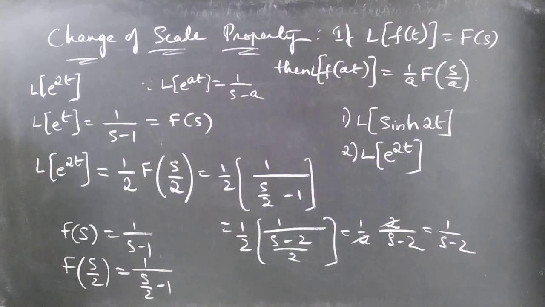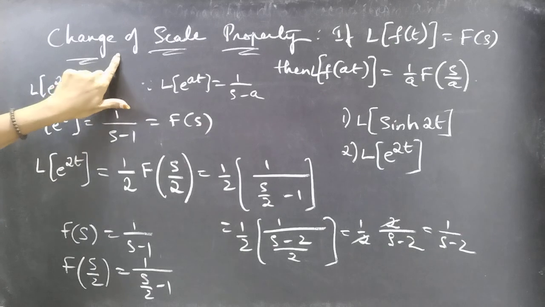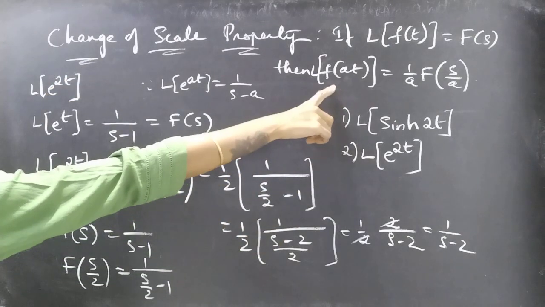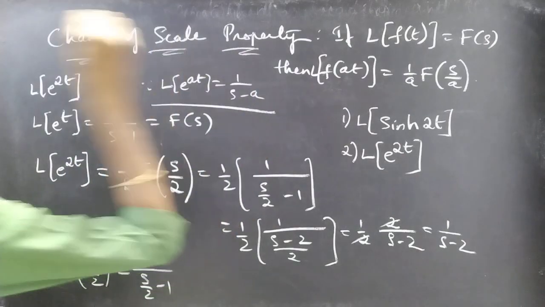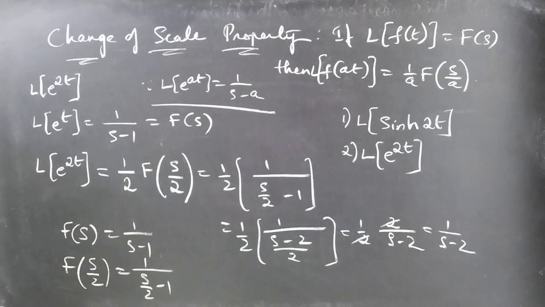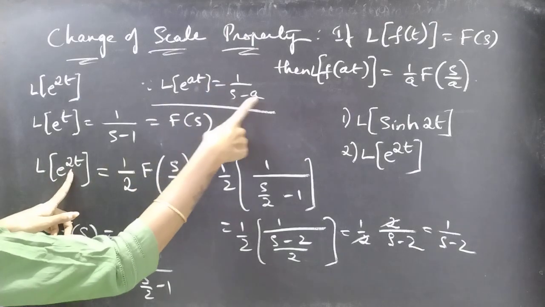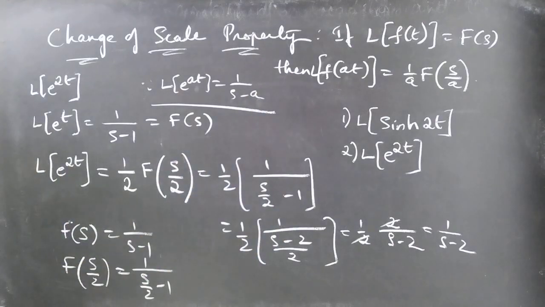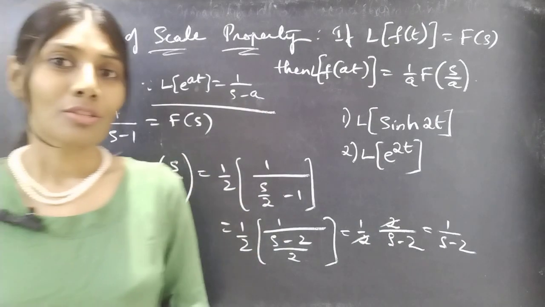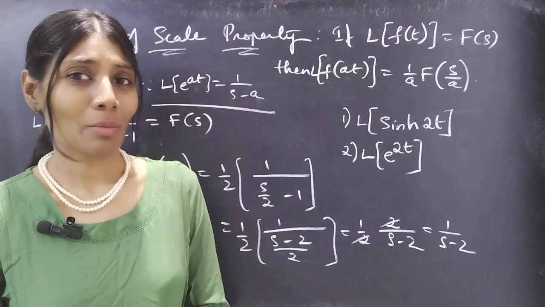Okay, since we are asked to find Laplace transform of e power 2t using change of scale property, we have applied this. Or if you are not mentioned any property, just use this formula. Then also you'll get the same thing. L of e power 2t is 1 by s minus 2 for a equal to 2. Right? Fine. So we have seen change of scale property with some examples in this video.